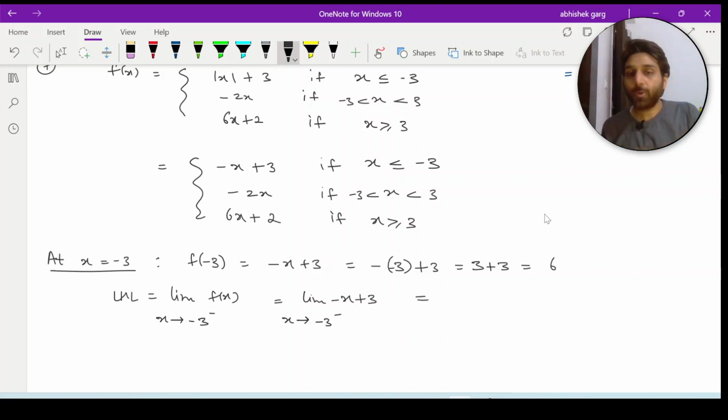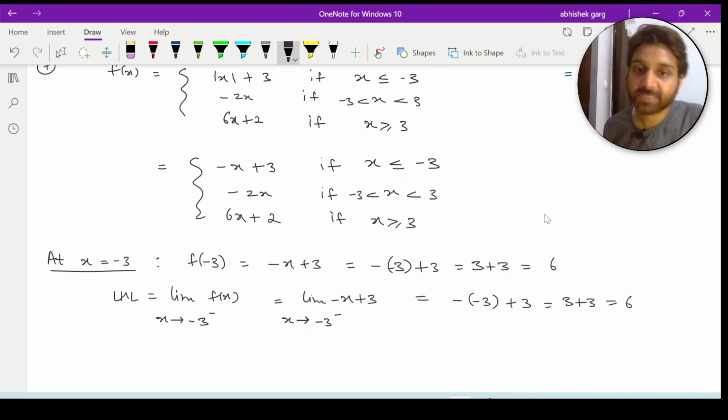Okay, now ये जो x की वैल्यू है -3, let us substitute it over here. तो minus of -3 plus 3, तो कितना रहेगा ये? 3 plus 3 which is equal to 6. Okay, now let us calculate the right hand limit also.